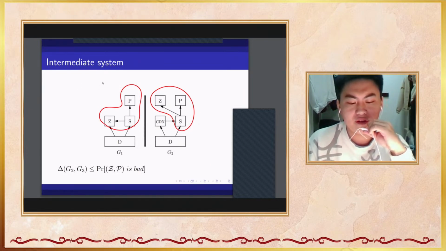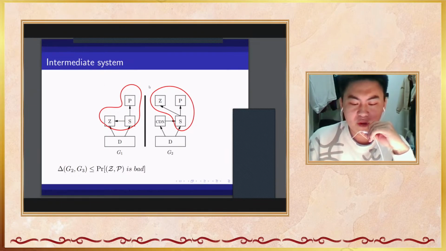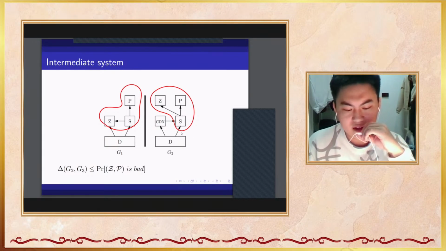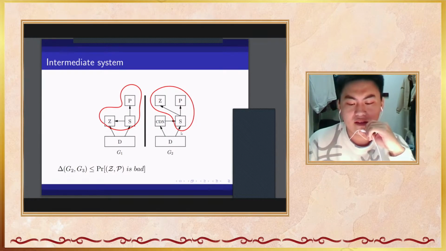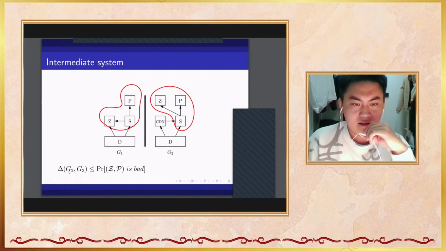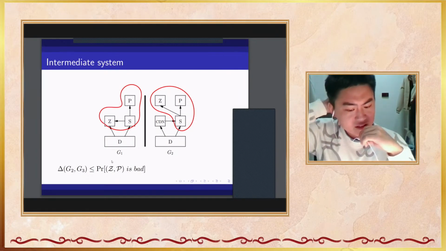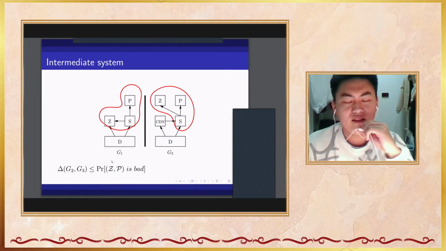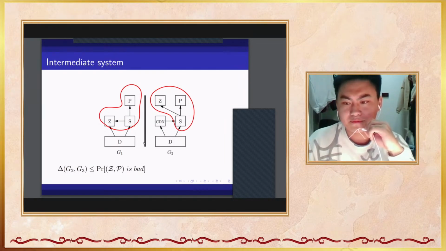We can see the distinguisher first queries the simulator with Oracle access to Z and P, both in the ideal world and the intermediate system. If the pair is good, the answers that the distinguisher received are identical. On the other side, Z is an ideal primitive and the CDN is the real structure. Sorry, this is wrong. This is G1 and G2. So the distance between the ideal world and the intermediate system depends on the pair ZP.